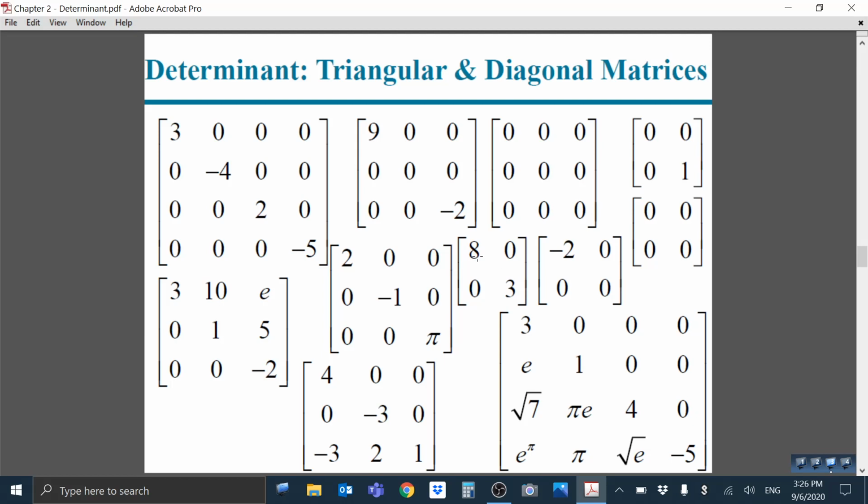Here are some examples of different matrices where I can take advantage of my knowledge. So if I have a diagonal matrix, like this one here, I know already that the determinant of a diagonal matrix is the product of diagonal terms. So the determinant of this matrix is 3 times -4 times 2 times -5. Use your calculator, compute, and that's it. So the answer is 120. So the determinant of this matrix is 120. This matrix is invertible. Beautiful.